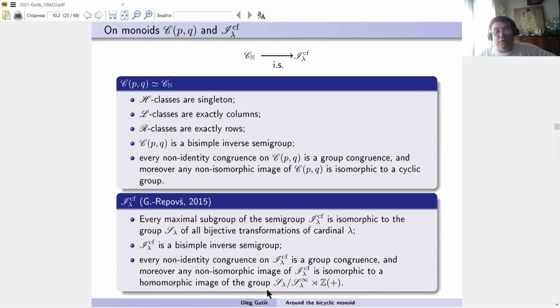the homomorphic image of the following group, where S_lambda is the group of all permutations of lambda, and S_lambda^fin is the subgroup of S_lambda which consists of elements which have finite support. This is a group which permutes only finitely many elements of cardinal lambda. This image is isomorphic to this semi-direct product.